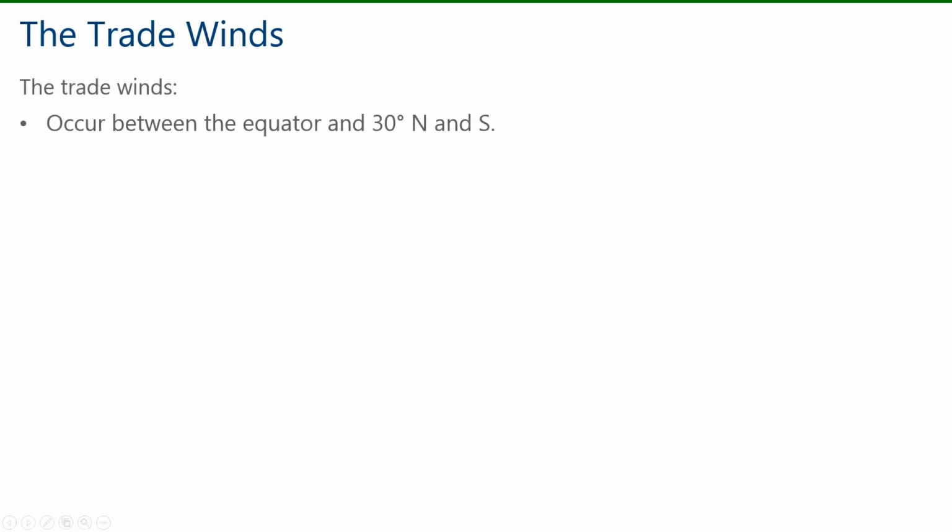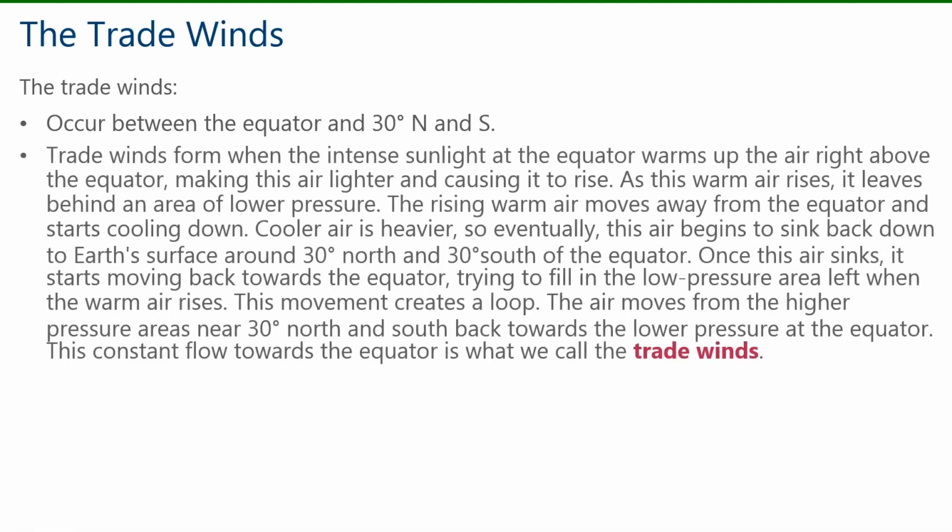The trade winds occur between the equator and 30 degrees north and south. The trade winds form when the intense sunlight at the equator warms up the air right above the equator, making this air lighter and causing it to rise. As this warm air rises, it leaves behind an area of low pressure. The rising warm air moves away from the equator and starts cooling down. Cooler air is heavier, so eventually this air begins to sink back down to Earth's surface around 30 degrees north and 30 degrees south of the equator.